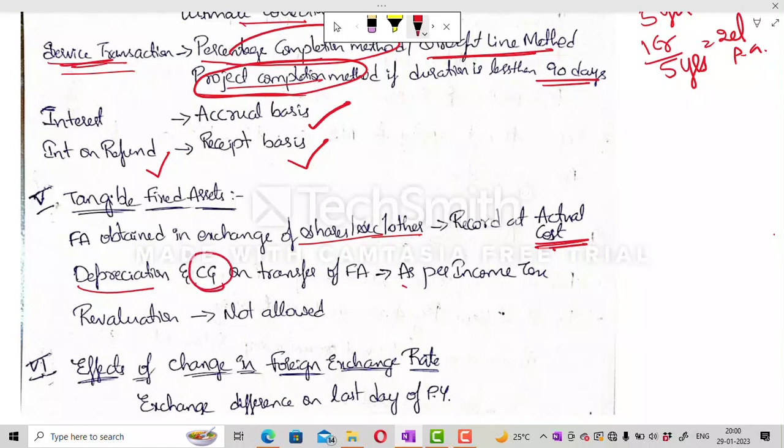So in that case, we should follow what income tax says. And revaluation is not allowed as per ICDS.